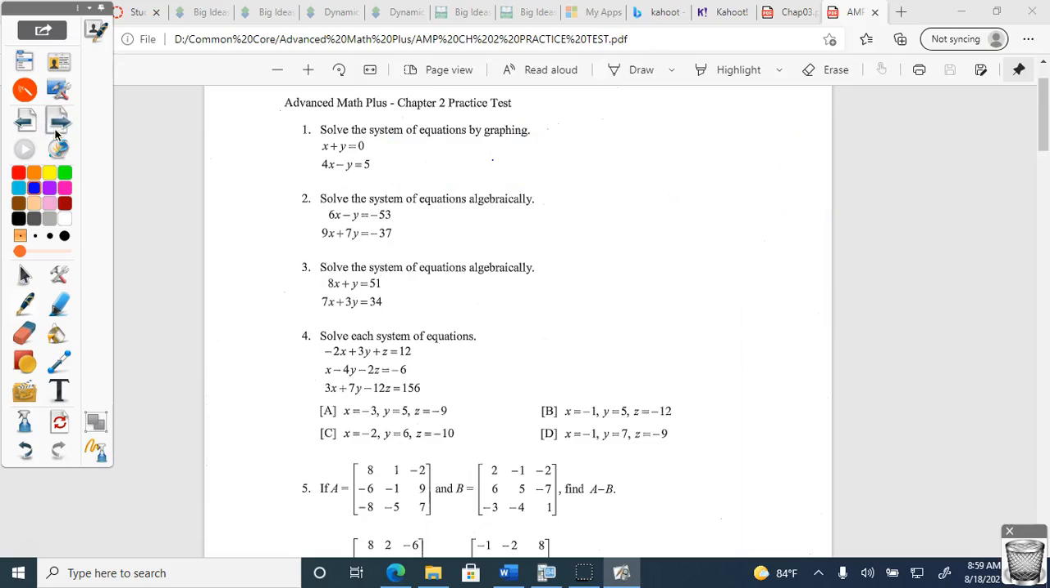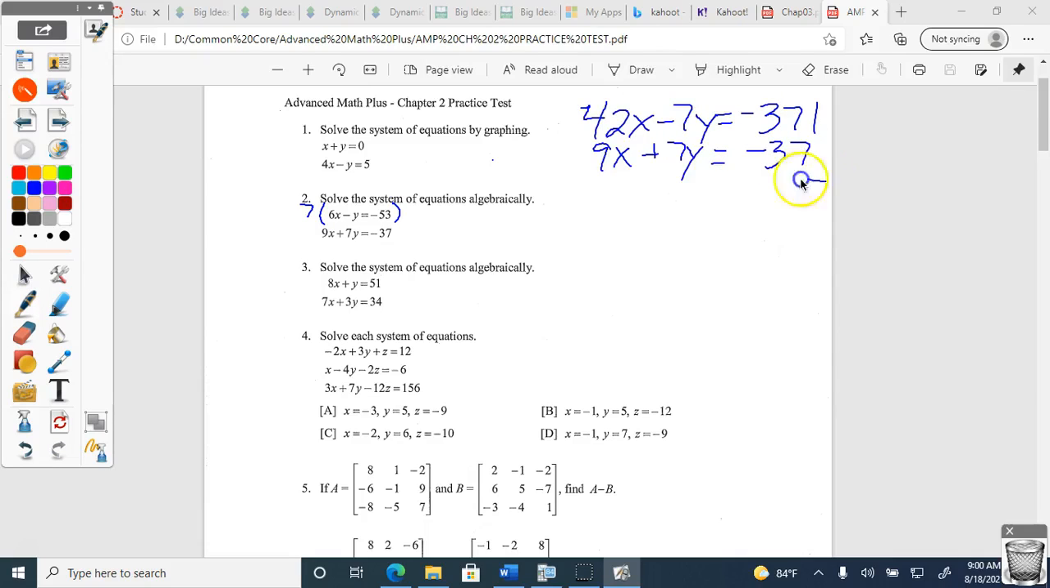Number 2. Solve the systems of equations algebraically. So I'm going to multiply this top one by 7. So that will give me 42x minus 7y equals -53, and 9x plus 7y. Whoa. That's not right. Thank you. Sorry about that. Negative what? 7 times 53? 371. No wonder I couldn't do that in my head. Equals -371.